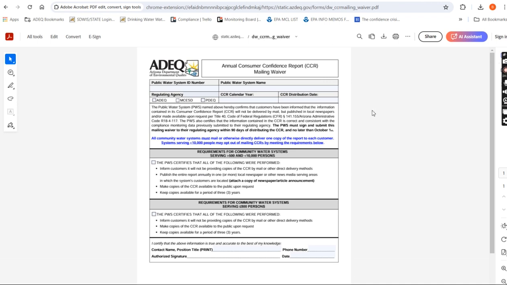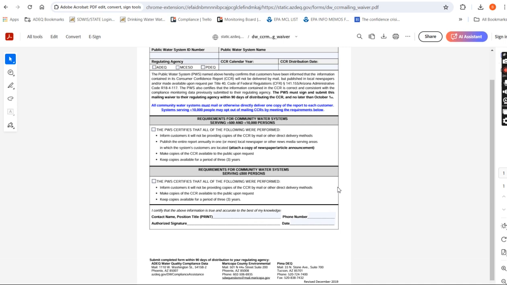If your water system serves under 10,000 people, you do qualify to turn in a mailing waiver instead of a mailing certification form. If you are choosing to do that, there are some additional requirements. You must inform your customers that you are not automatically providing copies of the CCR, but you must make copies available to the public upon request, and you must let them know how they can request a copy. Additionally, if your water system serves over 500 people, you must publish the entire report in at least one local newspaper. You must keep copies available for the public, and you must give them information on how they can request a copy.